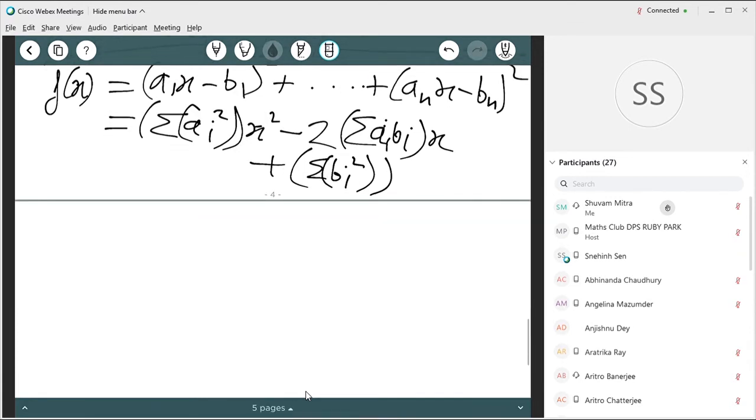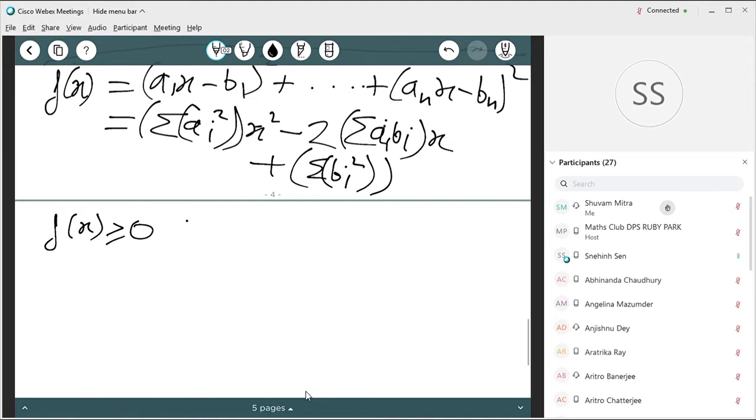Okay, so we had this f(x) over here. I think it's visible now. f(x) is equal to (a1x minus b1) whole square plus so on. Note that f(x) is always greater than or equal to 0 for all x belonging to R. So for all real x, f(x) is greater than or equal to 0.